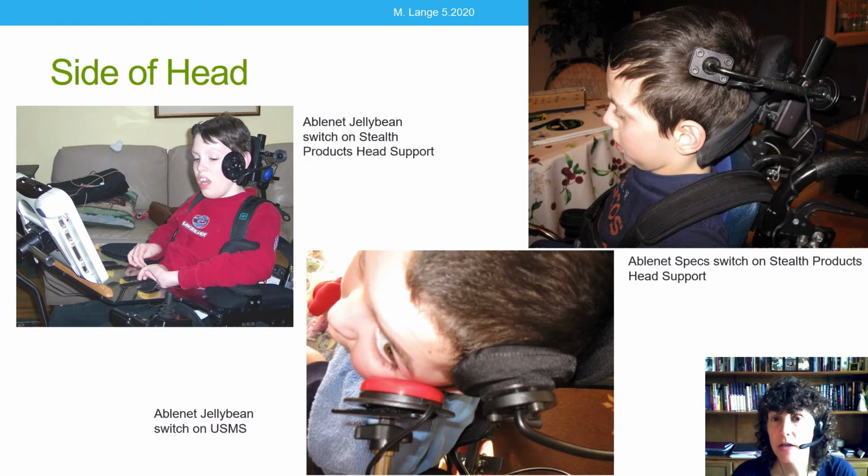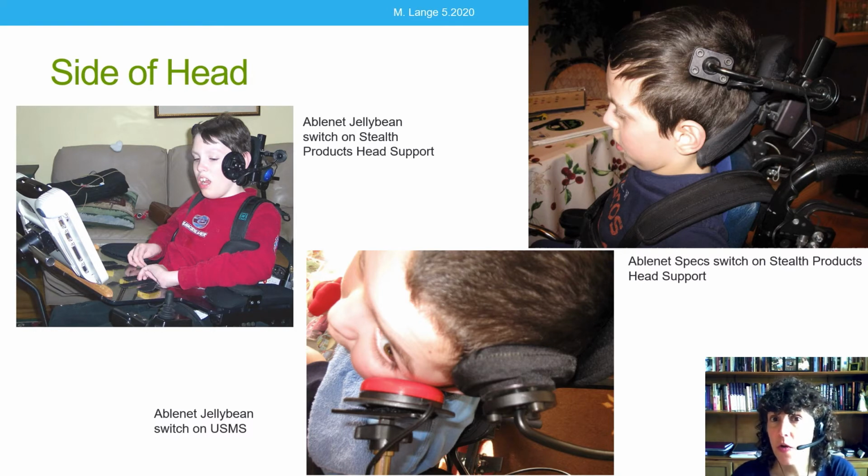To the upper right, we have another young man, Joseph, and he is using a spec switch. It's a little hard to see underneath the mounting hardware, and it's also mounted to a Stealth Products head support. You can see it's above his ear by several inches, and this is working well for him. And then at the bottom, we have AJ. He's using a jelly bean also by his cheekbone. Now this is on a universal switch mount because this was during an assessment and we weren't yet sure where a switch would be positioned. The jelly bean can be a good switch for trying in various locations. Eventually we went with a smaller switch for him.